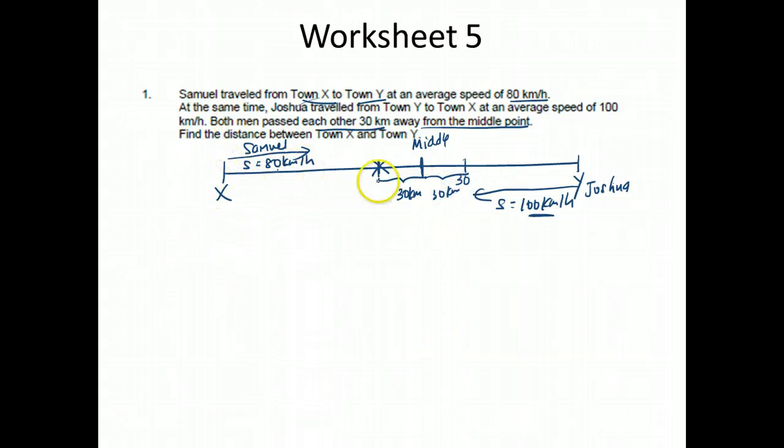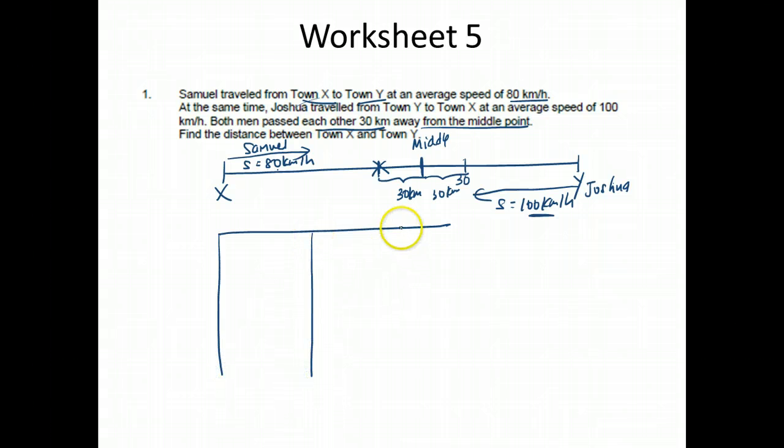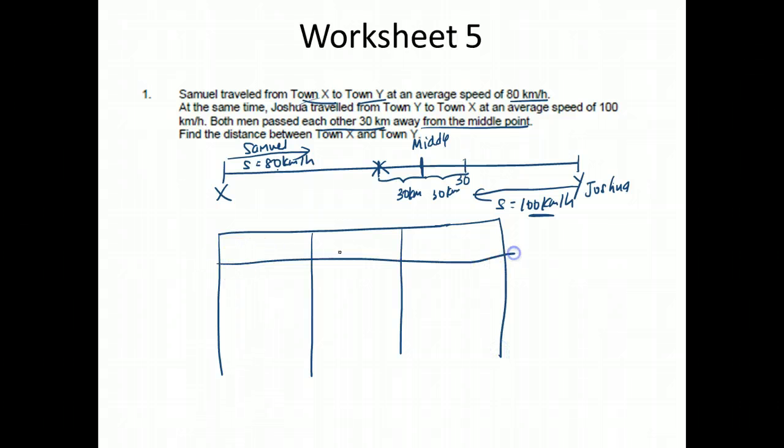Okay, how do we find the distance between? We can use listing to help us. You write down the listing. This is how we do it. This is another method. We can put down Samuel and Joshua.